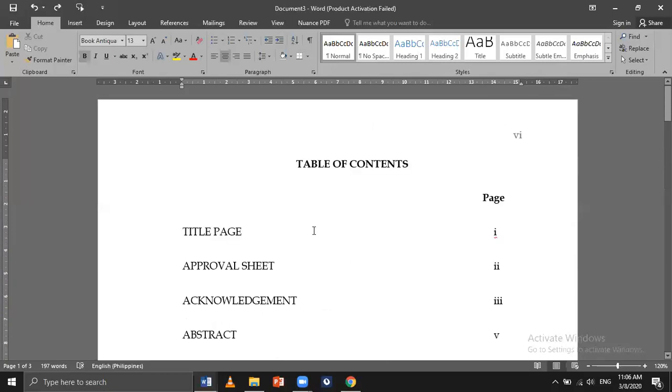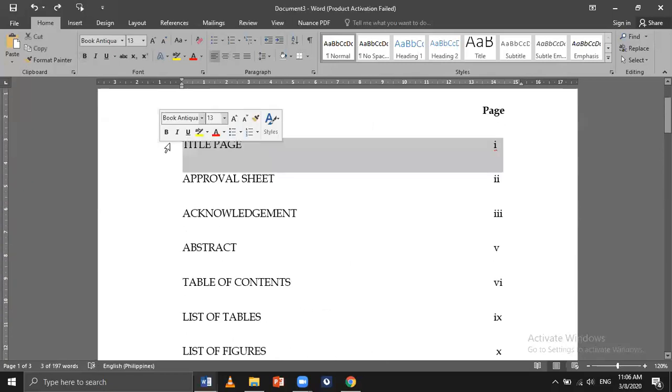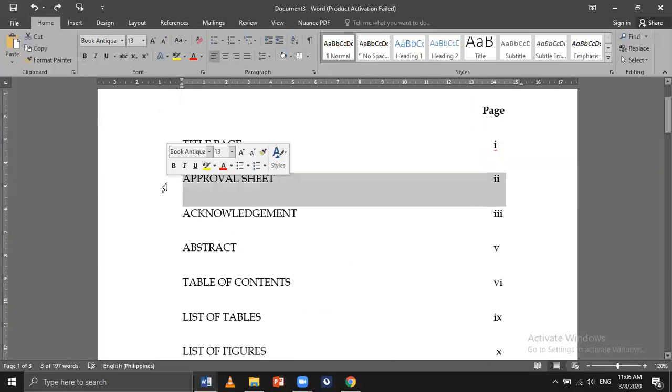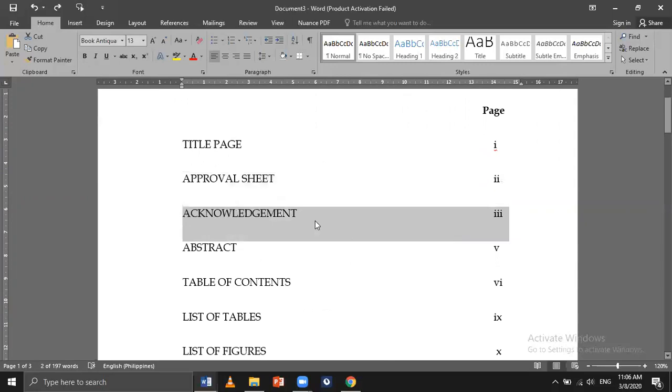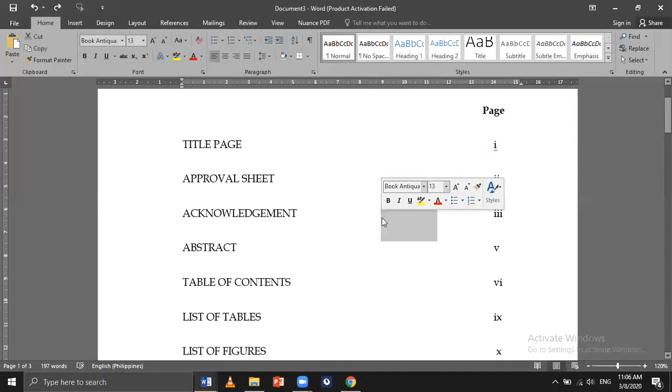So let's start with the title page. The title page will stay as it is. Approval sheet: this is where your advisor and the panel members will sign to prove that you have defended your research paper well. Your acknowledgement is where you express your gratitude, say thank you to your parents, to your teachers, to your classmates, even to your respondents, to anyone who directly and indirectly helped you along your journey of creating or finishing your research paper.